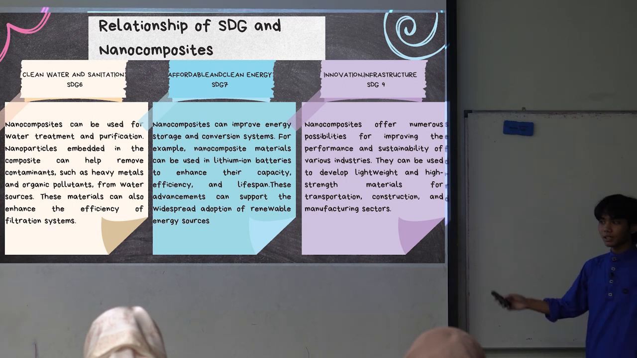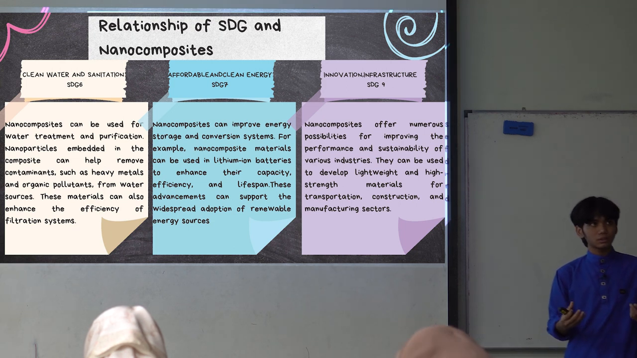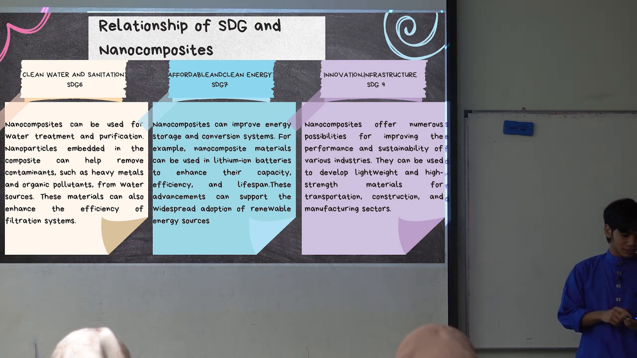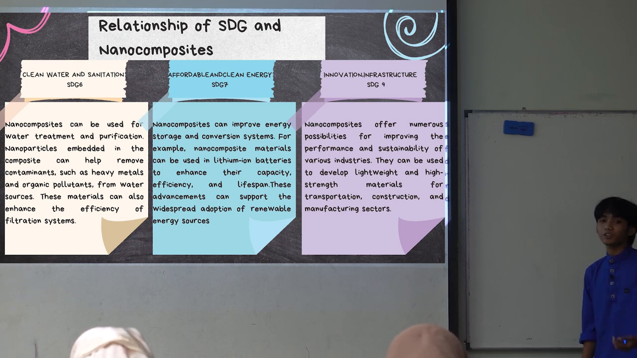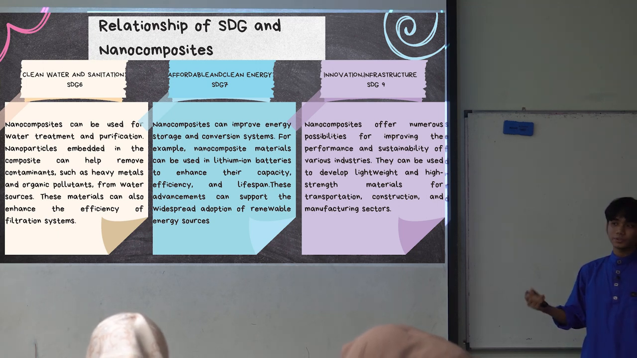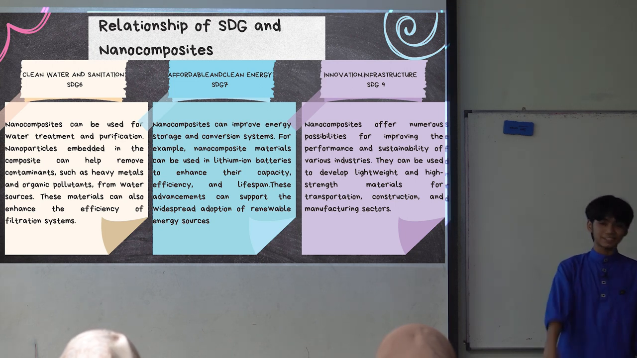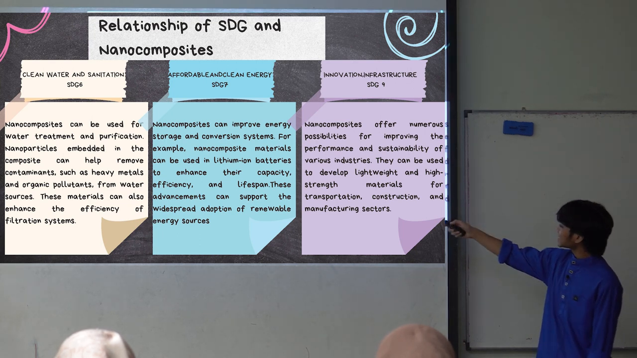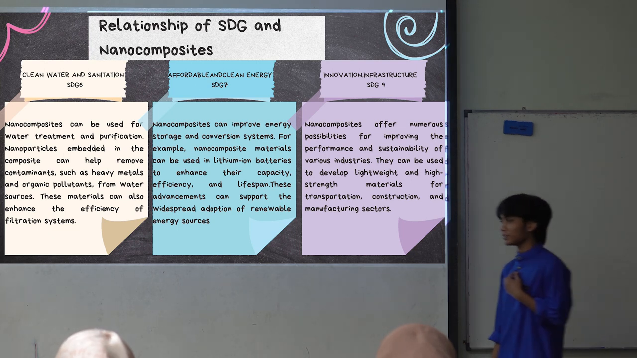Basically, nanocomposite can be used as material for cars, so we can make the car lighter. For example, like F1, if we want it to become fast, we need to use nanocomposite so it will become light and faster. They can be used to develop lightweight and high strength materials for transportation, construction and manufacturing sectors. Okay, I think that's all from me. I will pass to the next presenter.